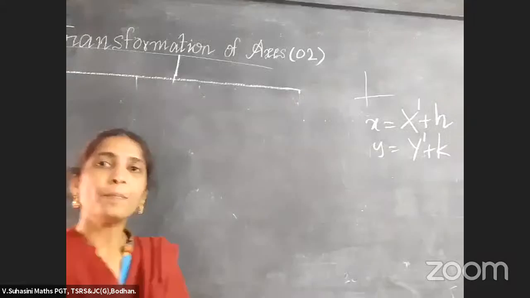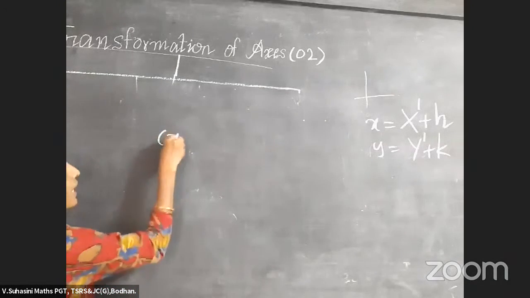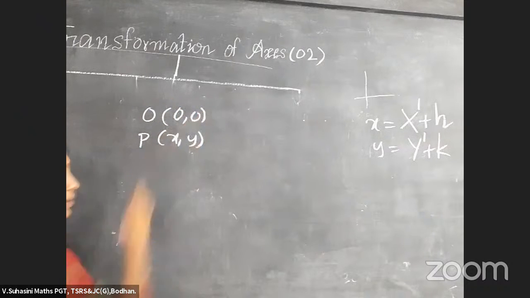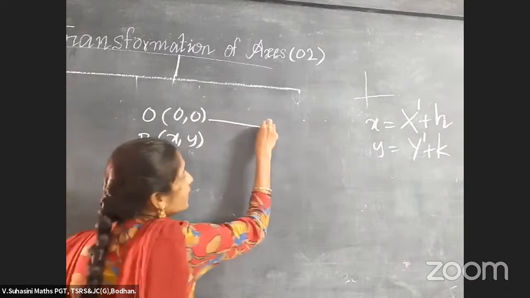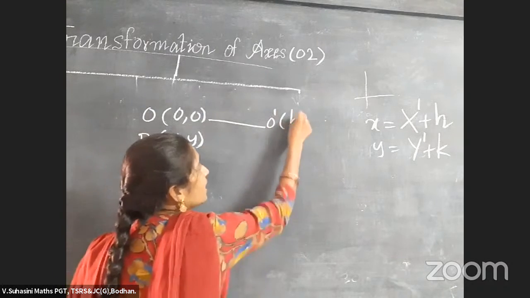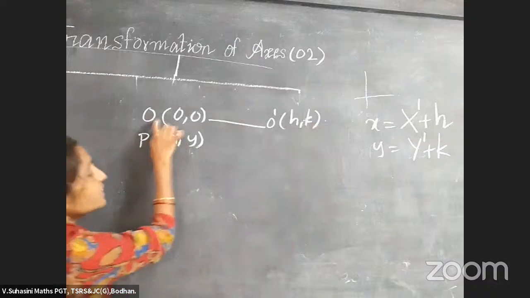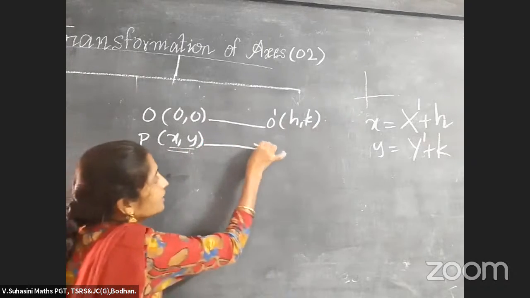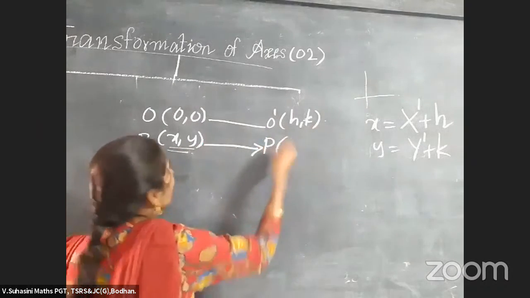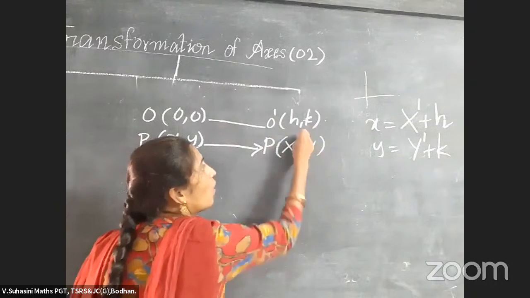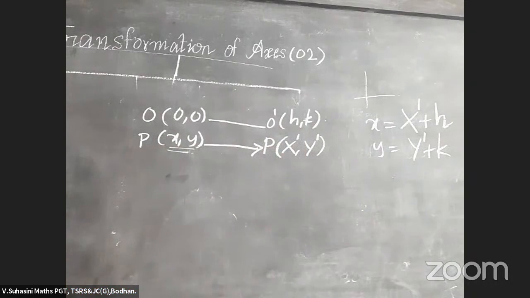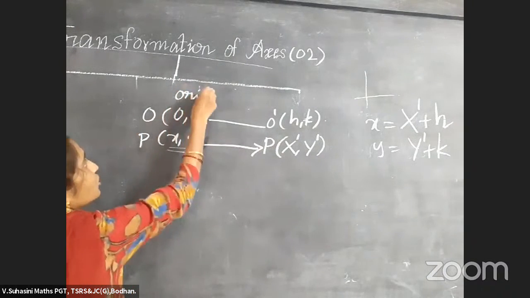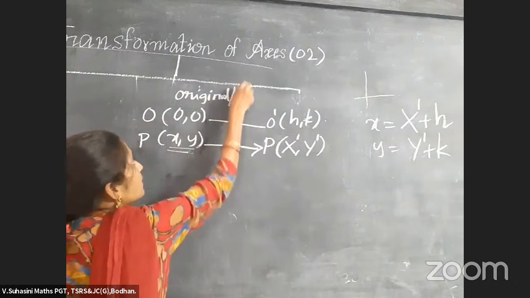Let us observe one important point here. Small x comma y is a point P. O, 0 comma 0, is the origin. So we are changing the origin from O, 0 comma 0, to O dash, h comma k. When we are changing the origin from O to O dash, the coordinates of P are changing. How do they change? From P, capital X comma capital Y, to x dash comma y dash. So this is with reference to the original system, or old system.